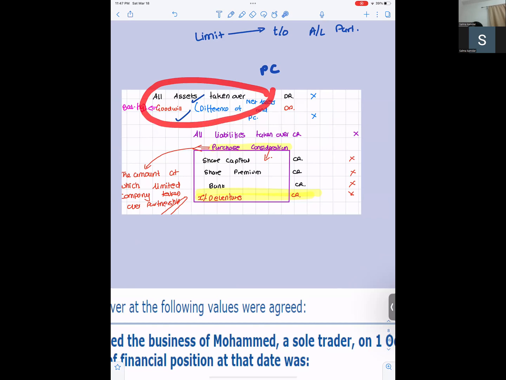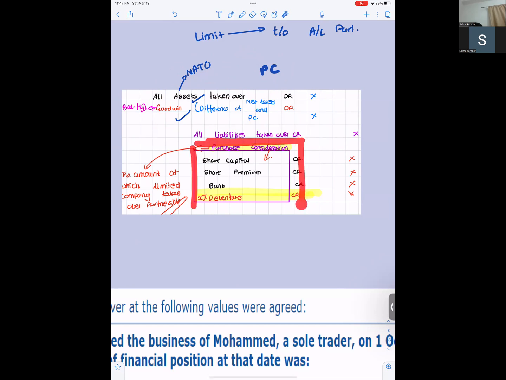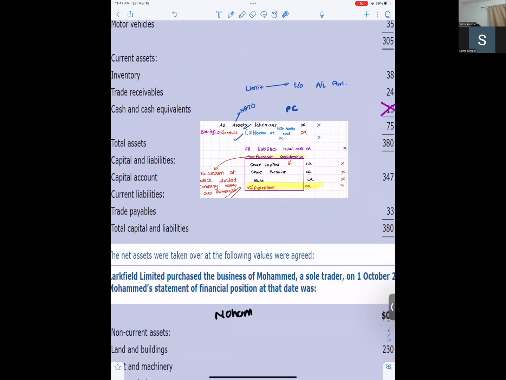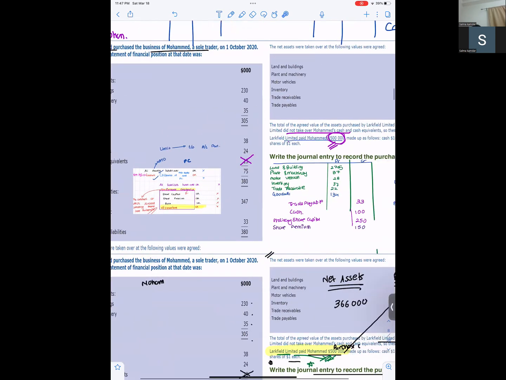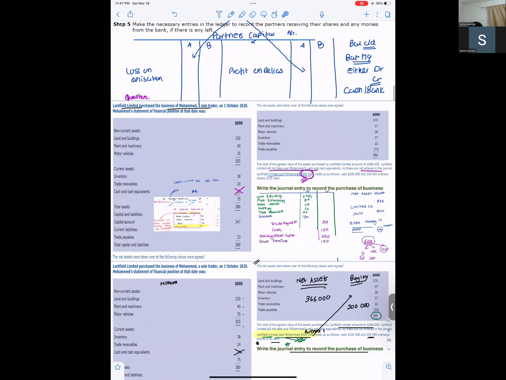When you compare the net assets taken over with the purchase consideration, if the purchase consideration is more than the net assets taken over, then what you get is called goodwill. All liabilities taken over will be credited, and whatever the limited company is giving to the partnership firm will also be credited as the purchase consideration. Let's pass the journal entry for purchase consideration in this sum. It's a textbook sum.